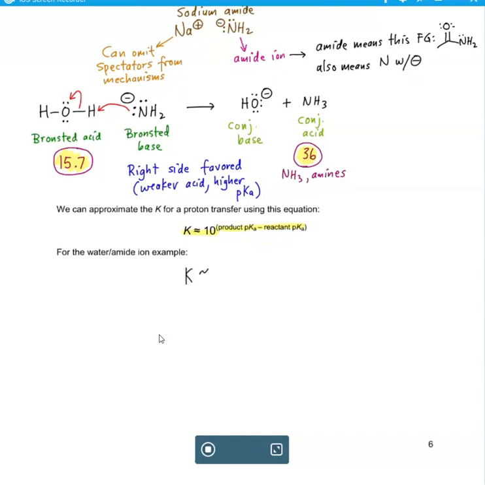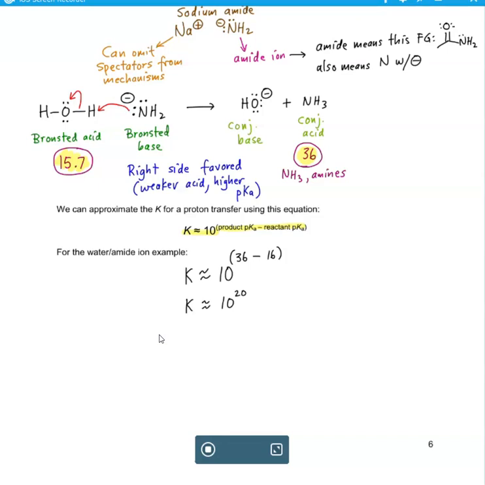our K is going to be approximately equal to 10 raised to the power of the product acid pKa, which is 36, minus the reactant acid pKa. Now the reactant acid pKa here is 15.7. Let's just ballpark that because we're making an estimation anyway. Let's call that 16. So this means K for this reaction is about 10 to the 20.